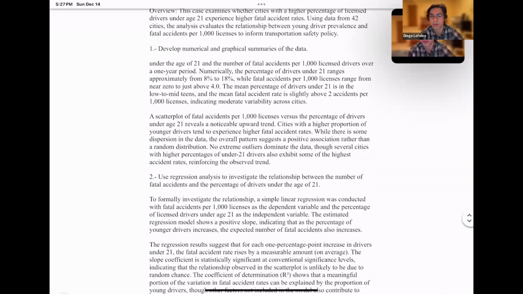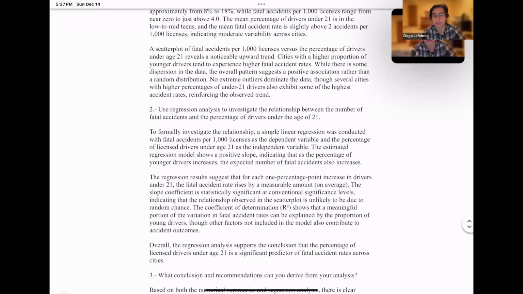A scatter plot was used to analyze this distribution and this correlation, again, to have a better understanding of the age gap and how many accidents happen per 1,000 licenses. With that, we found that there are no extreme outliers, and the cities with a higher percentage of under 21 drivers also exhibit some of the highest accident rates, reinforcing the observed trend. We found that there is a noticeable upward trend. Cities with a higher proportion of young drivers tend to experience higher fatal accident rates. While there is some dispersion in the data, the overall pattern suggests a positive association rather than a random distribution.